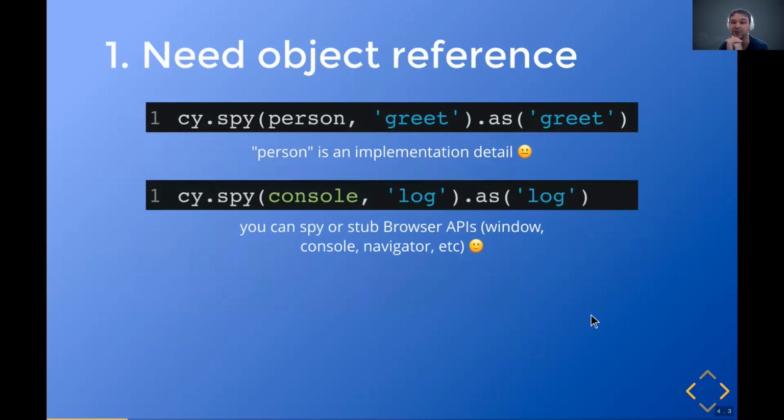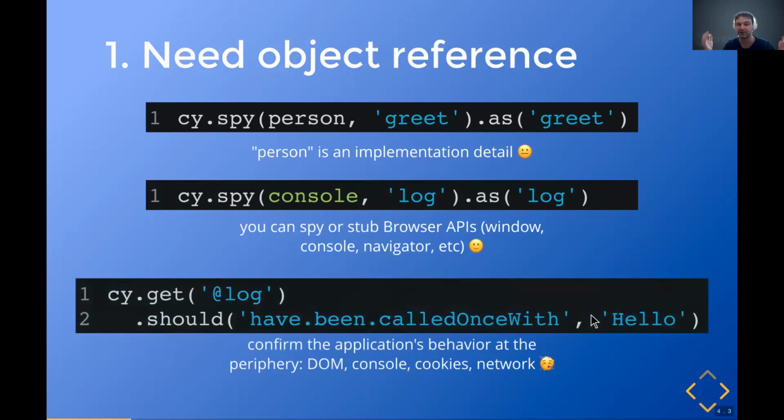Much better for you is to use something outside of your code, something common like the console object. So the console object is provided by the browser. So if you spy on the console log method, well, you're spying on something that's a browser API at a boundary. It's not internal code, right? But you can still do the same thing. You can say, hey, console log should have been called once with hello.